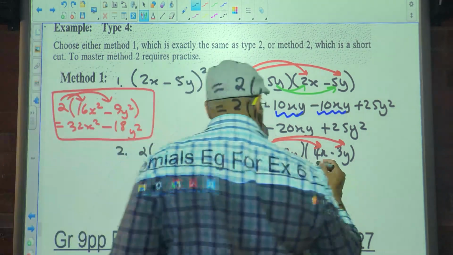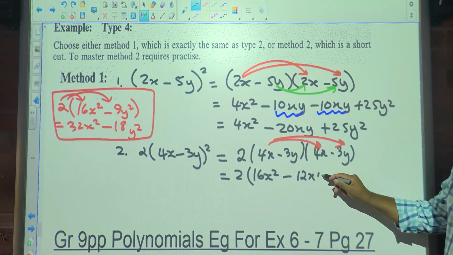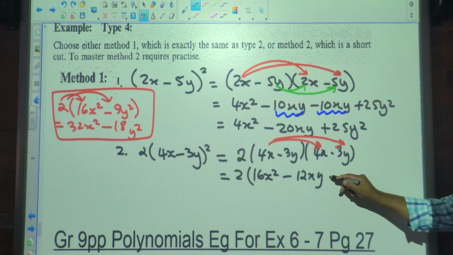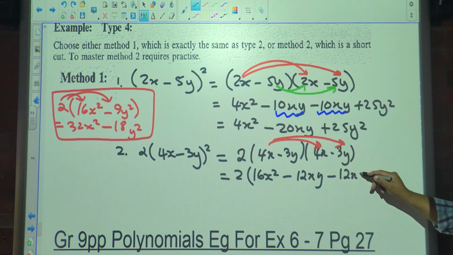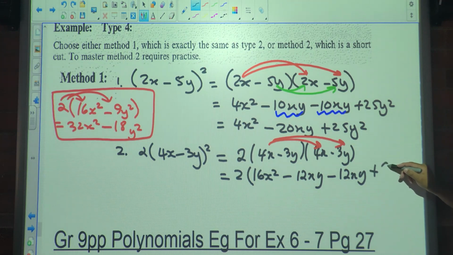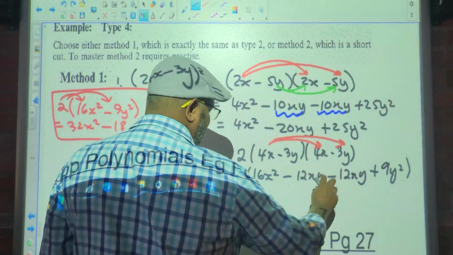(4x) multiplied by negative 3xy. Negative 12xy. What is negative 3y times positive 4x? Negative 12xy. What's negative 3y times negative 3y? Positive 9y. Looks like you're on the right track, no? Right. But what do you notice about what is inside here? Like terms.